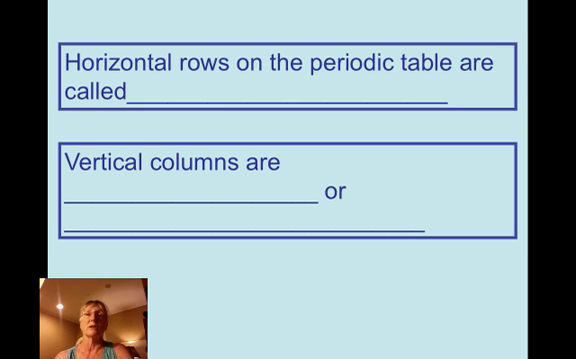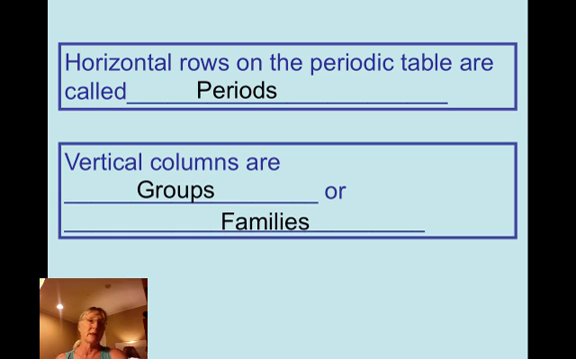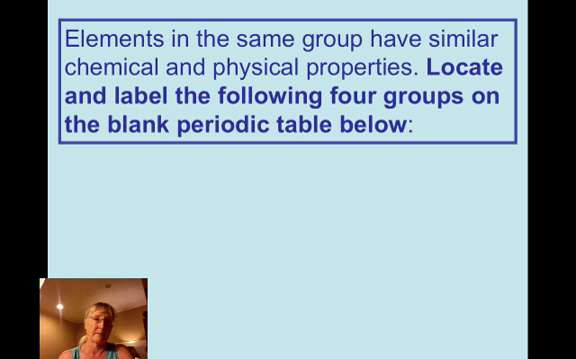We need some definitions, and so what we'll start with first is the name of the horizontal rows on the periodic table. Remember, horizontal goes left to right. Those are called periods because the periodic table exhibits something called periodicity, regularly repeating patterns in the physical and chemical properties of the elements. The vertical columns are called either groups or families, and the name family comes from the fact that just like members of an animal family or a plant family or a human family, the elements that are in the same column together often exhibit similar chemical and physical properties.